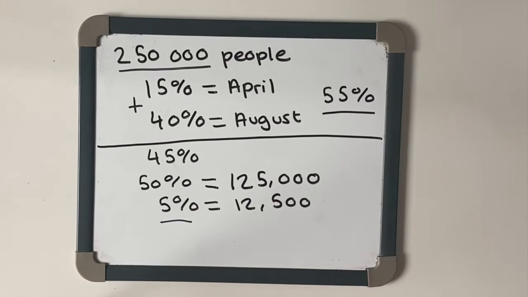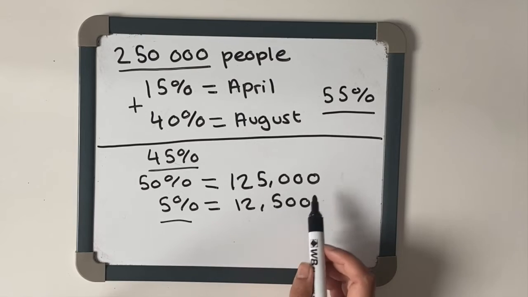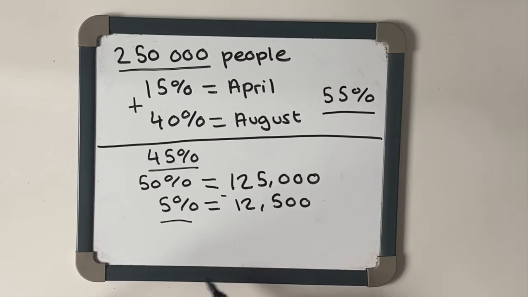I want to work out 45%. Now I'm going to do 50 take away 5 to get 45%. So all I'm doing is 125,000 take away 12,500. That's all I'm going to do.